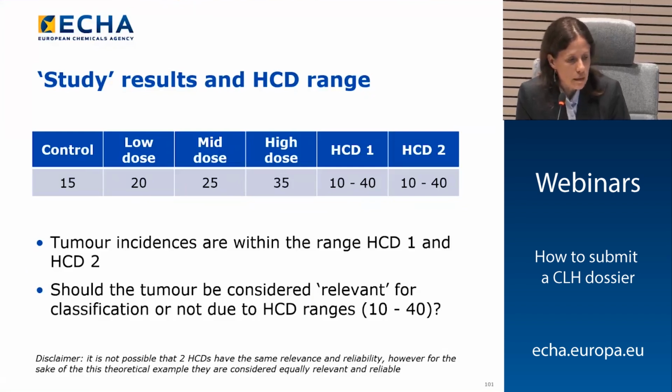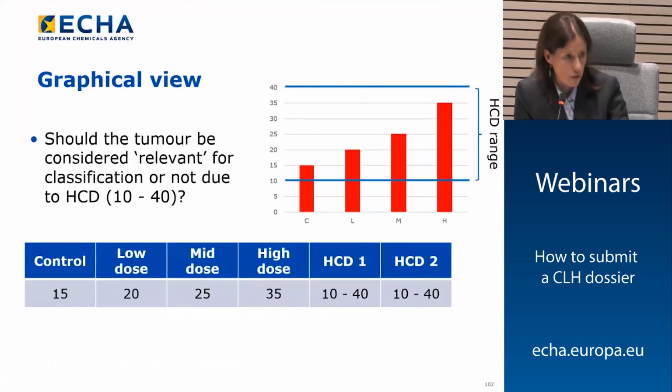So in this case, both sets have the range that goes from 10 to 40, and here you see all our data are within the range of the incidence in the historical control data 1 and 2. So should those 2 mid and high doses be considered relevant for classification or not? That's a question that we need to answer.